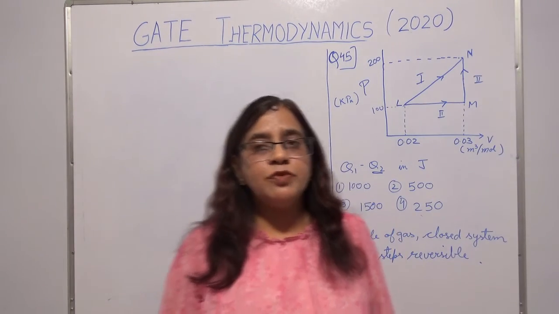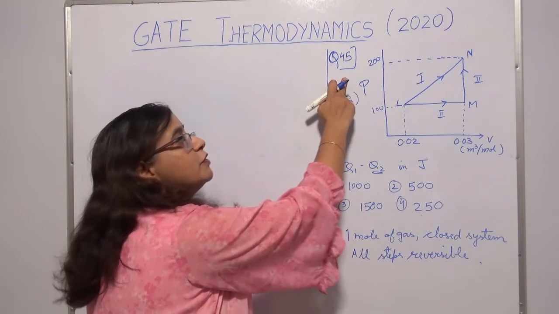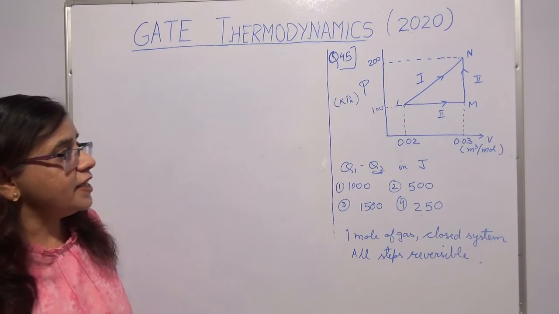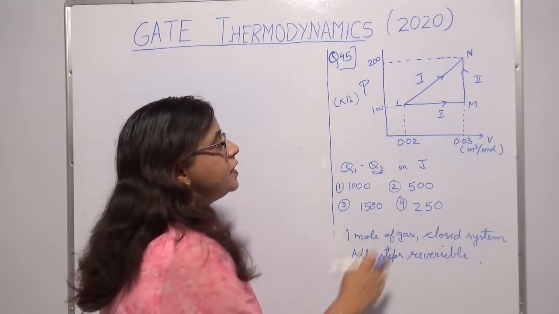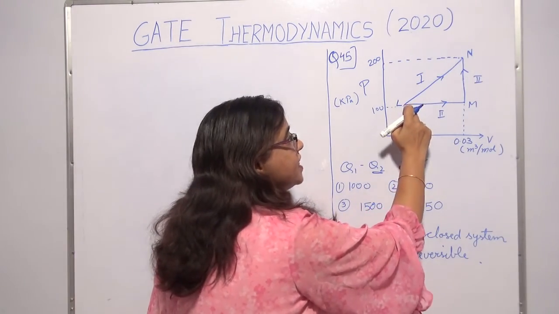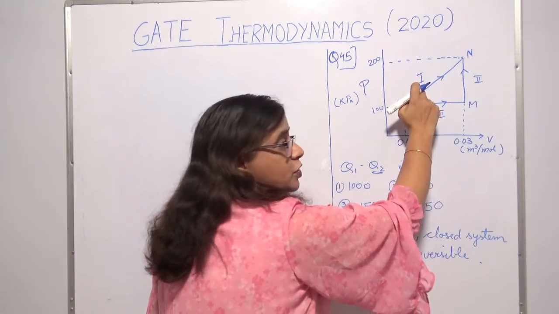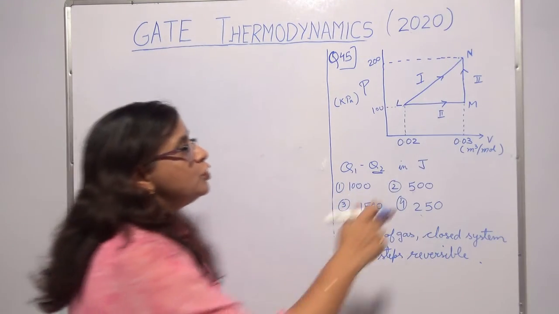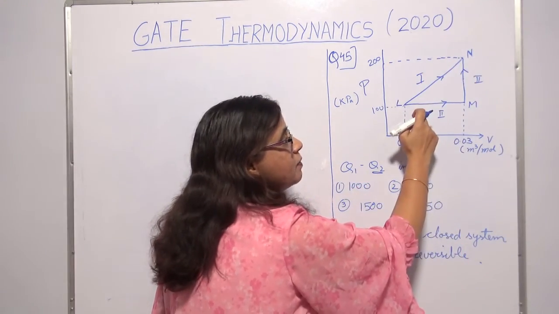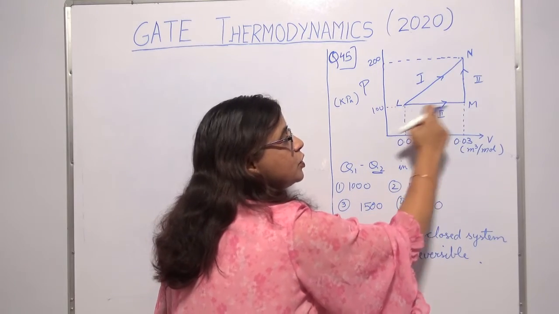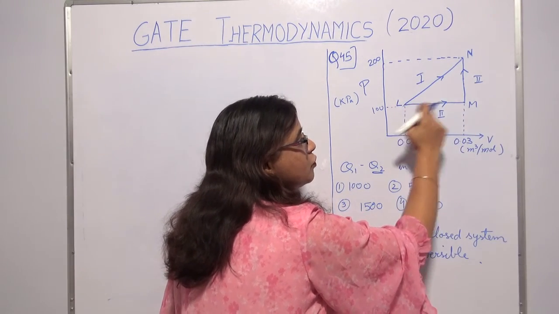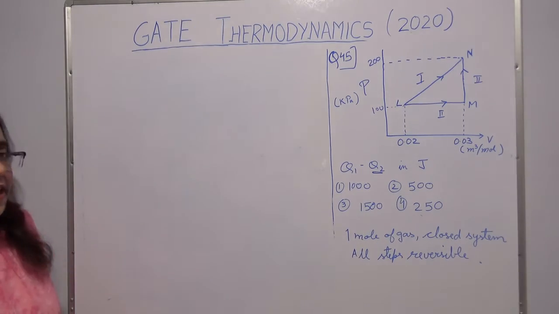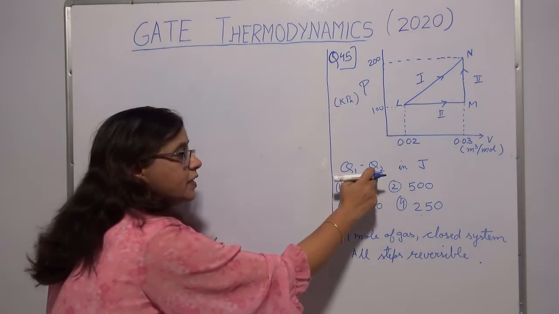So the second problem which we are going to take in this video is problem number 45, which appeared in GATE 2020. Let's first understand the problem: your system is going from state L to state N via process 1, which is a single step process. It can also go to state N via process 2, which is a two-step process, from L to M and then from M to N. Now they have asked you to calculate Q1 minus Q2.